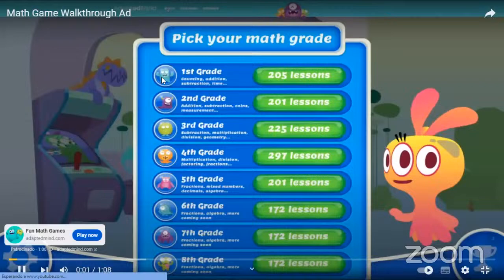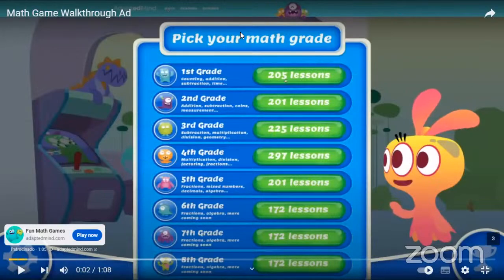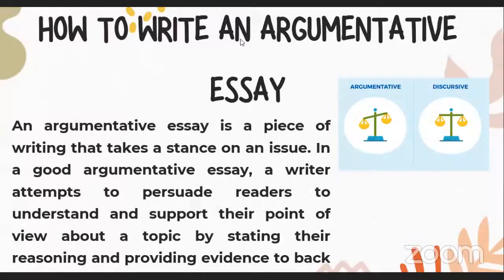Woo! Adapted mind math! Okay, so for our class, let's go with the presentation too.